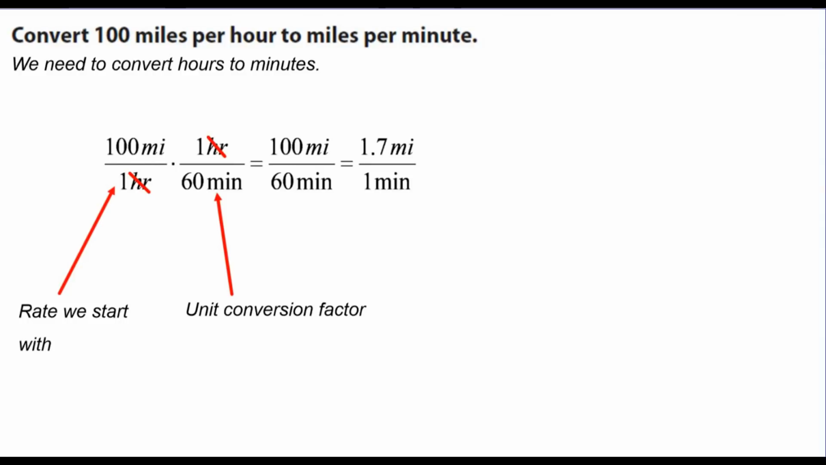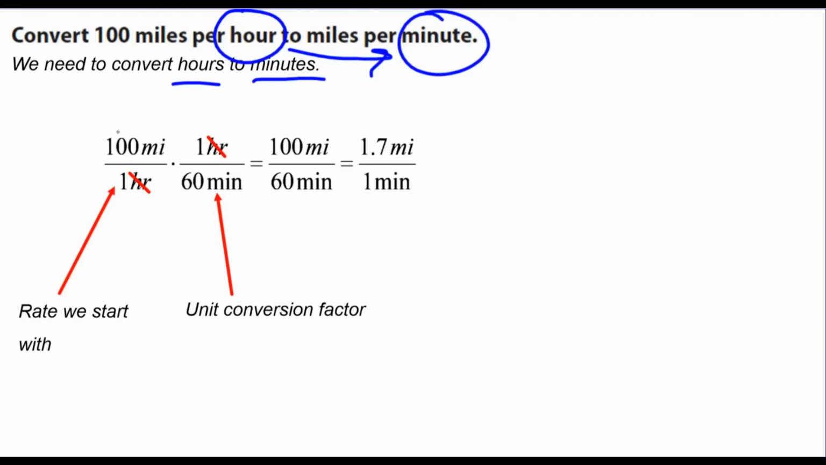We want to convert 100 miles per hour to miles per minute. So these are two different unit rates. Miles per hour and miles per minute are two different things, and we want to convert one to the other. We need to convert the hours to the minutes since that's what's changing here. We have miles per hour, miles per minute. So we're changing the hours to minutes to get a different unit rate.